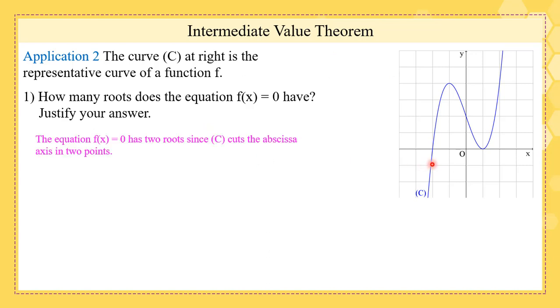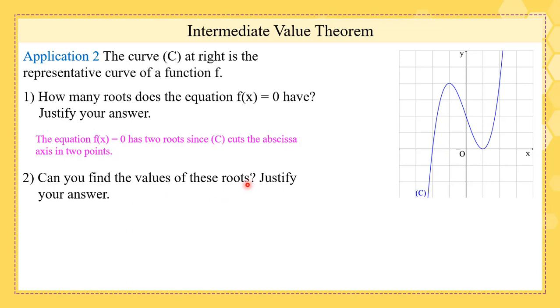Now here, remember, when we have the graph, we don't have to go on talking about the intermediate value theorem because you can just see it graphically. So the equation f of x equals 0 has two roots, since c cuts the abscissa axis in 2 points. In fact, these are the roots. This is one of them, this is the other one. Can you find the values of these roots to justify your answer?